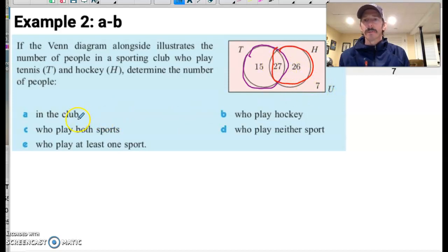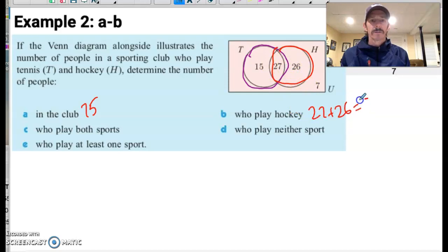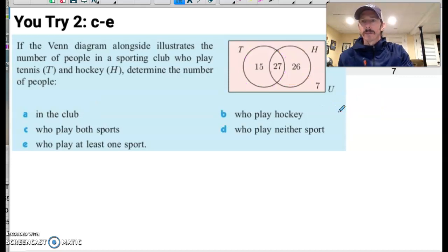So if I want to know how many people are in the club total, I just have to add all those numbers up. So 15 plus 27 plus 26 plus 7. If I add all those numbers up, I get 75 people total in the club. And if I want to know just who plays hockey, it's just the ones I put in red. So it'd be 27 plus 26, which I believe is 53. I think that's right. So now you're going to try C, D, and E.